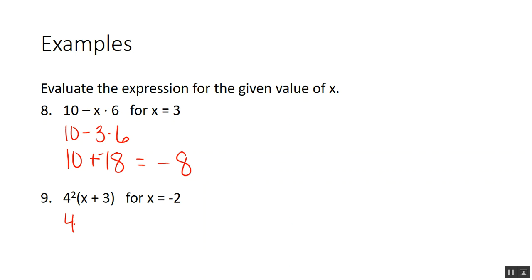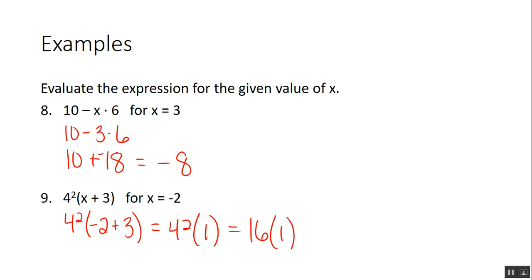For 9, it's 4 squared times the quantity negative 2 plus 3. We're going to plug in the negative 2. Take care inside the parentheses first. Negative 2 plus 3 is 1, positive 1. Nothing to do here with this parenthesis, so now we go over to the exponent. 4 squared is 16. And now remember, when you have a number next to another number inside parentheses, that indicates multiplication, and 16 times 1 is 16.